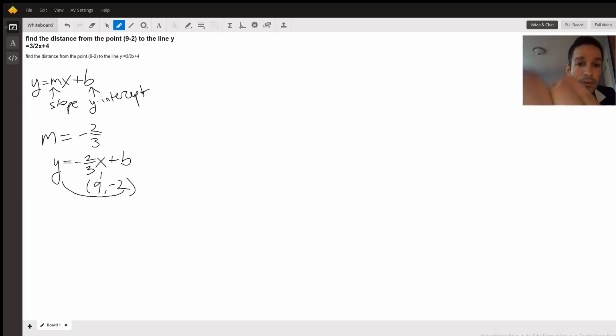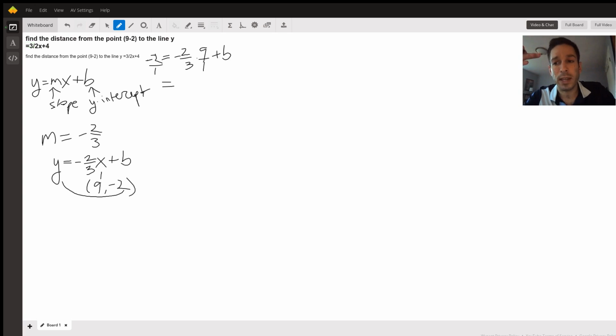All right, let's do it. -2 = -2/3 times 9 plus b. I'm doing my best with this virtual board. We have to be fancy with fractions. I don't know where you're at with fractions. It'd be 9/1, and -2 is over 1 as well. When we multiply fractions, it's easy: multiply the tops by the tops and the bottoms by the bottoms. So -2 times 9 is -18, and 3 times 1 is 3.